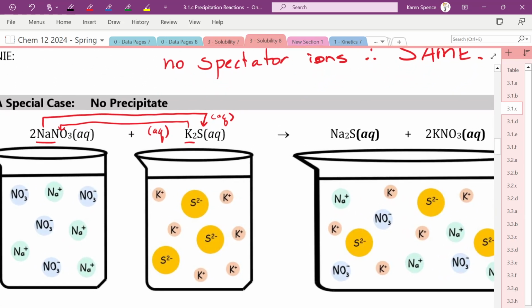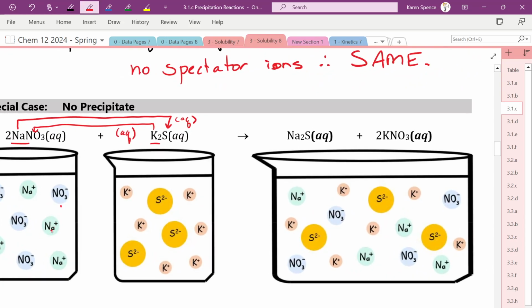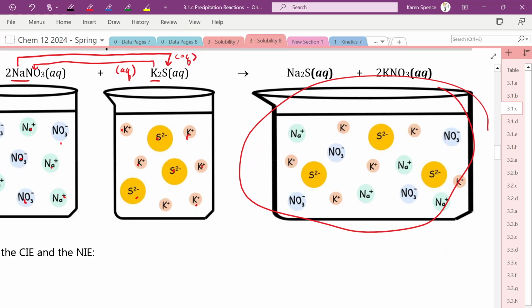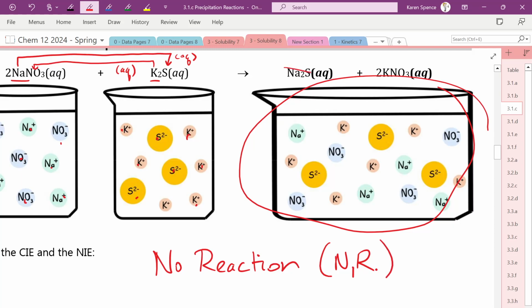And if we look, all my ions were floating around. And now what are they doing after the reaction? They're still floating around. They're just all in the same beaker now. So what is my complete ionic equation and net ionic equation? There is no reaction. Nothing happens. So you can just write NR. Okay? NR.